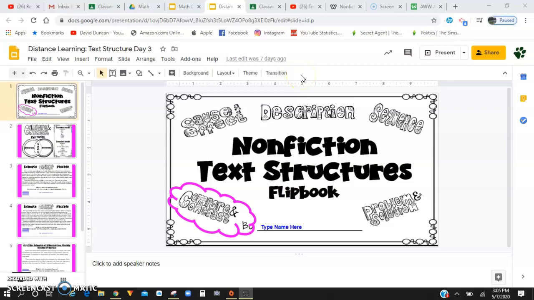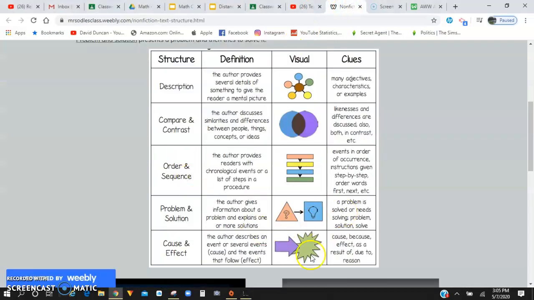Alright, fifth graders, today we are going to be learning about the text structure compare and contrast. Now I'm going to take a quick look over here at our board that we've been using to identify the different text structures. Comparing and contrasting is when the author discusses similarities and differences between a lot of different things: people, concepts, even ideas. Clues the author may give you to identify what text structure they're using are that likenesses and differences are discussed.